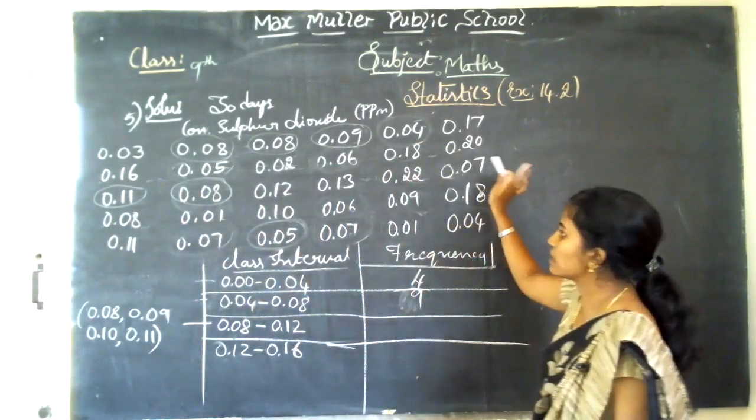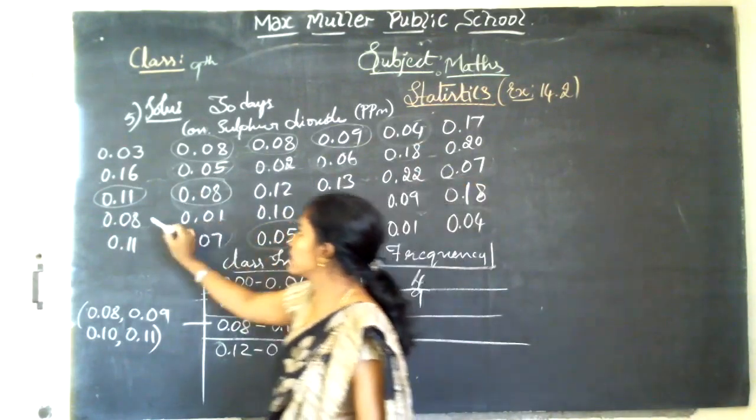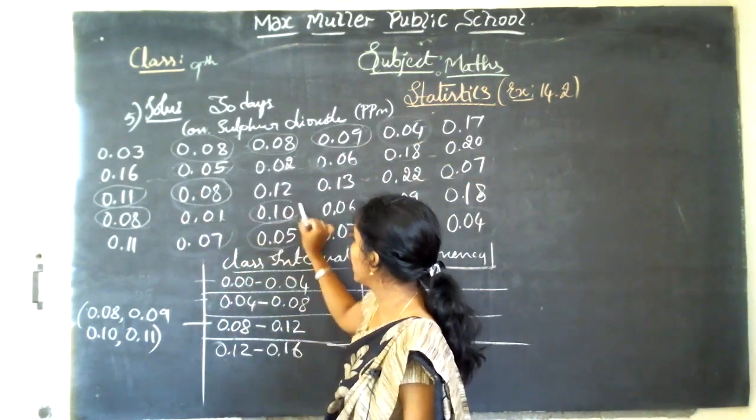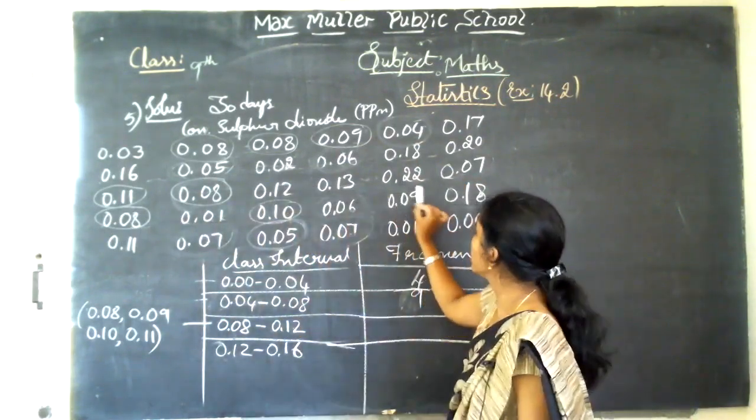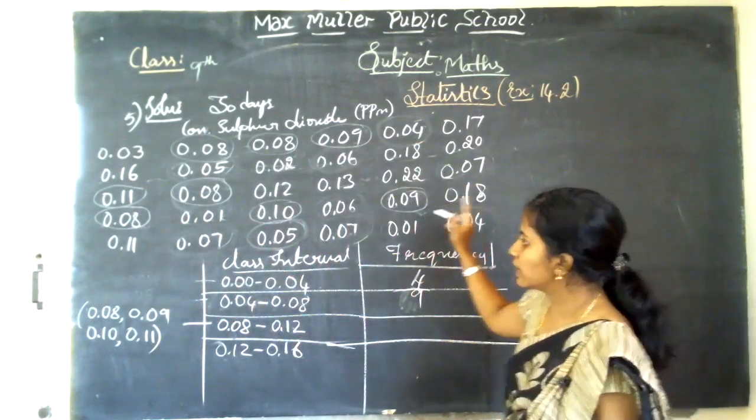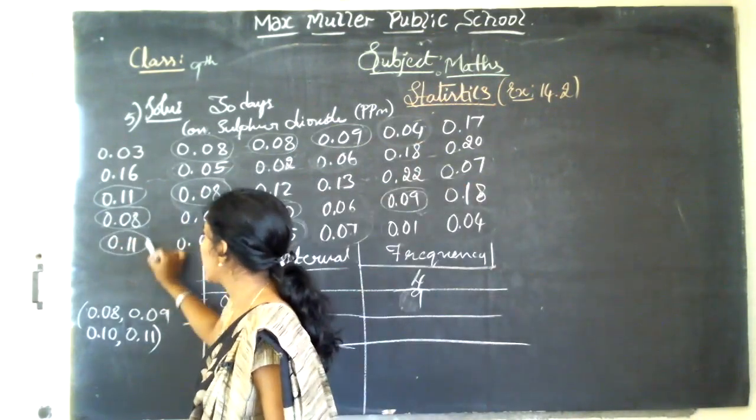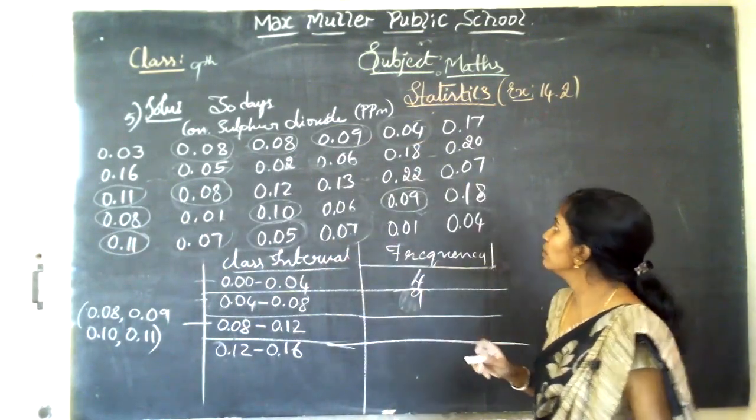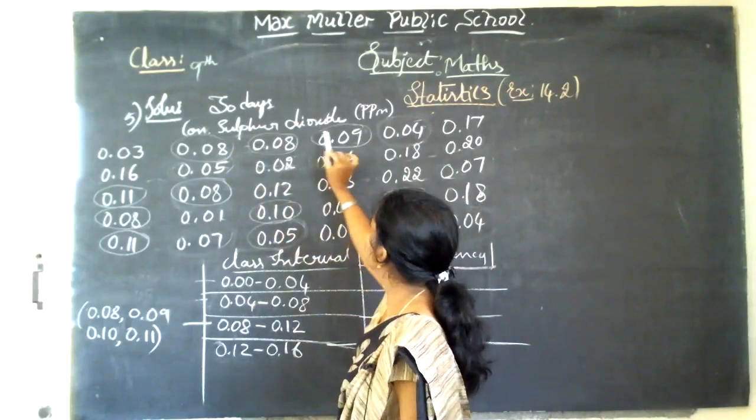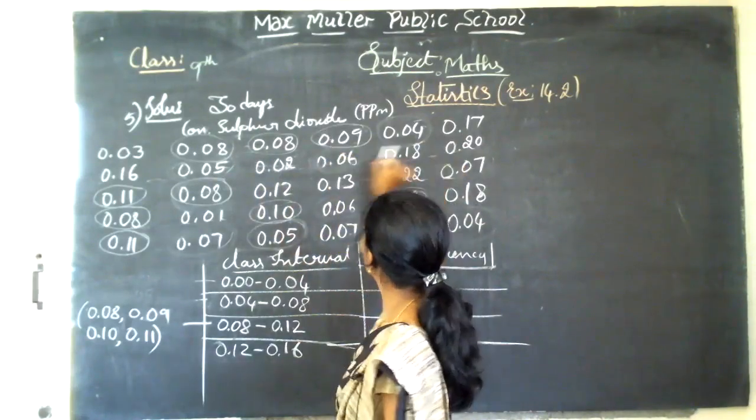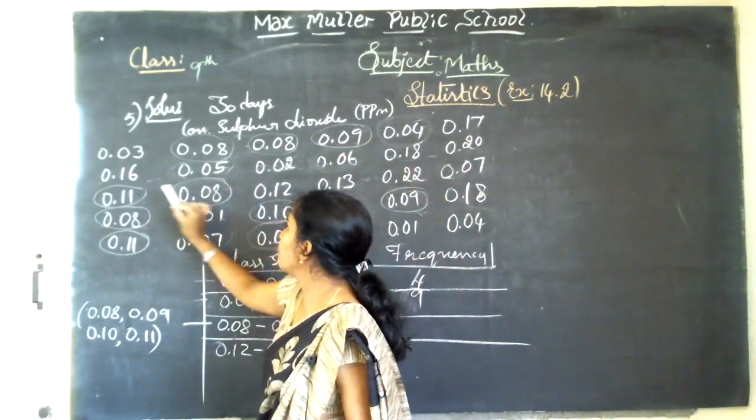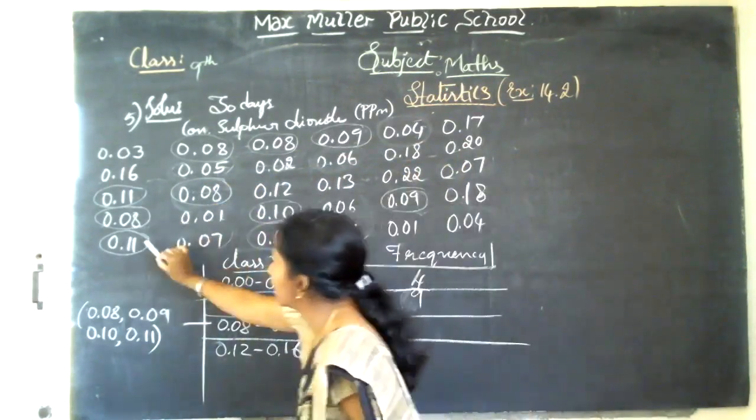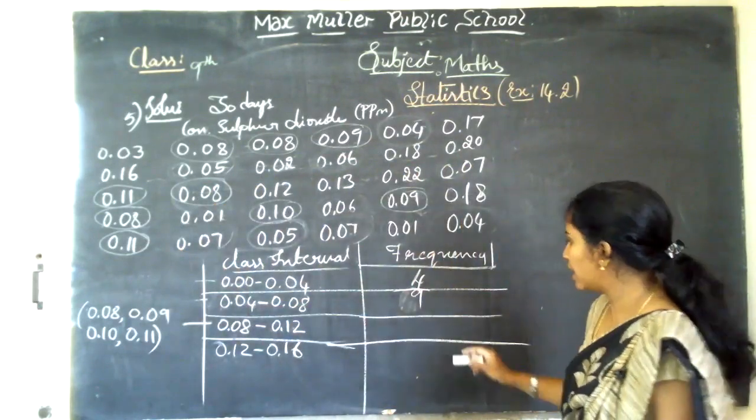So this is 0.07. No. Next, the fourth row, I'll get it: 0.8, so 0.10 and 0.09. The last row, 0.11. So count it now: 1, 2, 3 in the first row. In the second row, you won't get any numbers. Then 4, 5, 6, 7, 8, 9. So how many are there? There are 9.